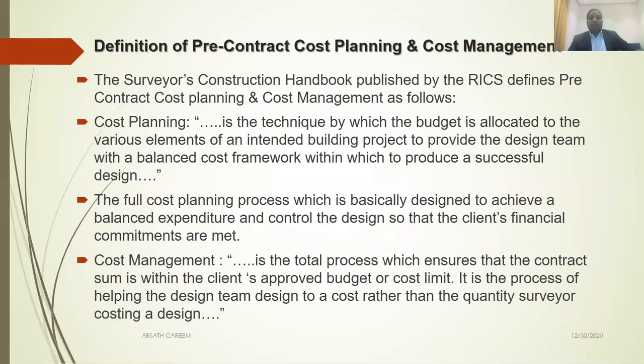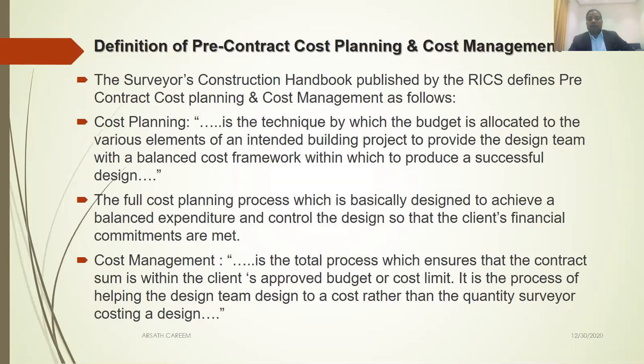As per the RICS handbook, cost planning is defined as a technique by which the total budget is allocated to the various elements of an intended building project to provide the design team with a balanced cost framework within which to produce a successful design. Cost planning, in simple words, is forecasting the building cost. But RICS defines it in the handbook as a technique, the budget allocated to the various elements of the building.